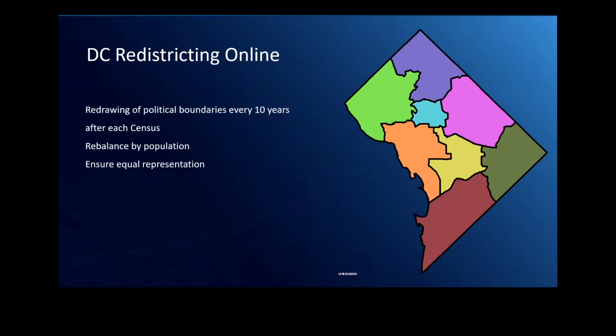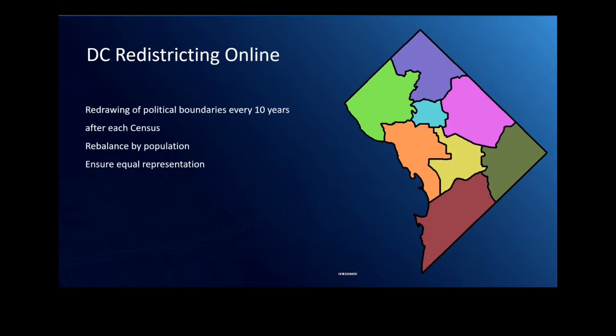States redraw their congressional districts, and here in DC, we redraw our ward boundaries. The purpose of redrawing them to rebalance their population is to ensure equal representation. Each ward council member should be representing an equal portion of the district's population. In the preceding 10 years since the last redistricting, population growth has caused those balances to become unequal. Our job is to rebalance them.